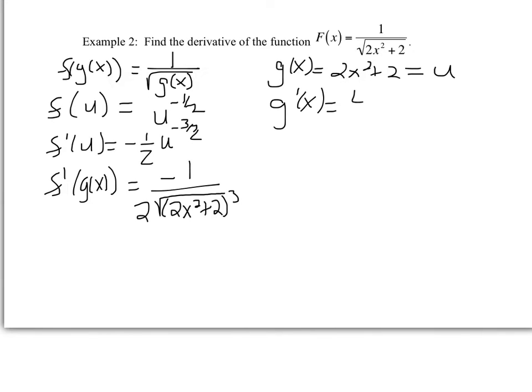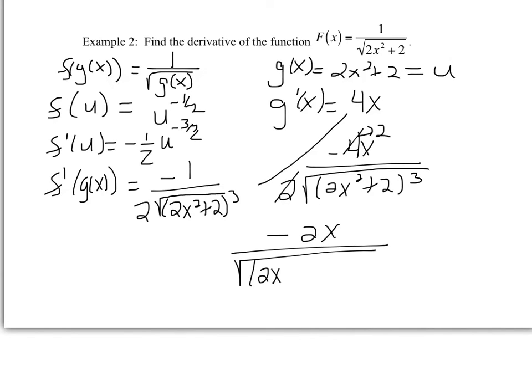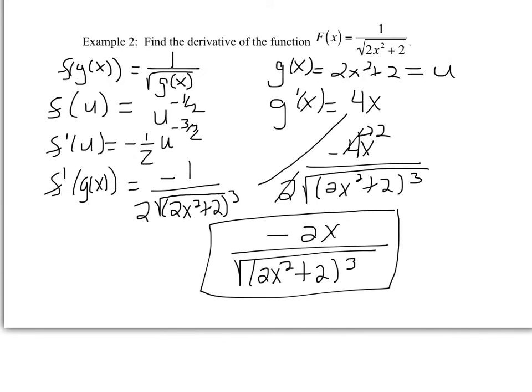So we go do the derivative over here, and when I multiply these two things together, I get negative 4x in my numerator, 2 square roots of 2x squared plus 2, the whole thing cubed. Now, I notice that this 4 and this 2 can reduce. That goes to 2. So my final answer is going to be negative 2x all over square root of 2x squared plus 2, that whole thing cubed. That's my final answer using the chain rule.